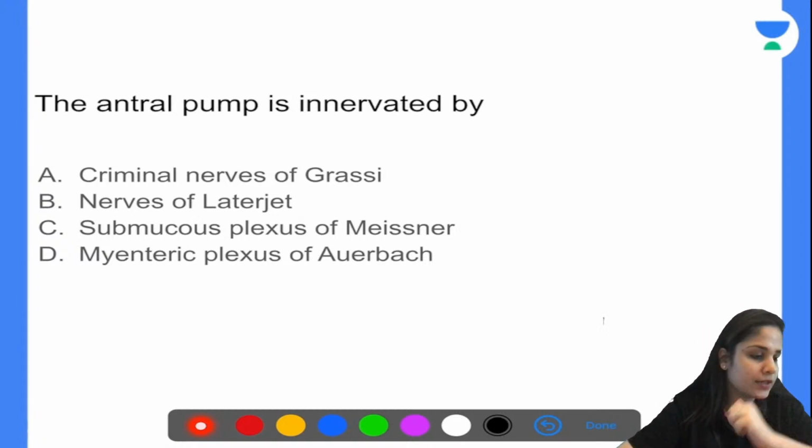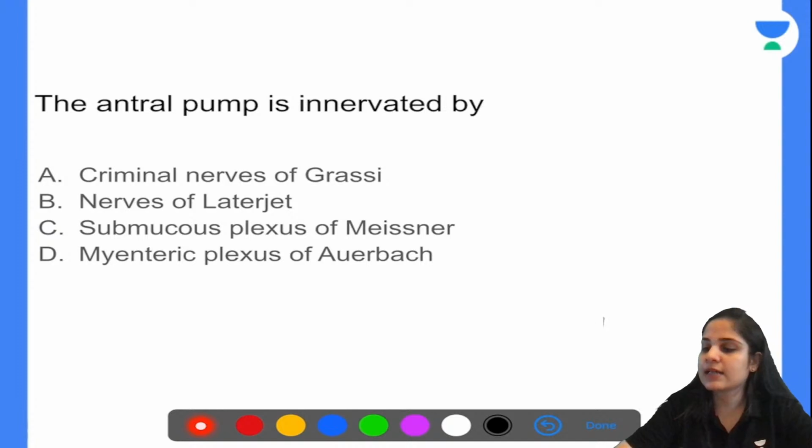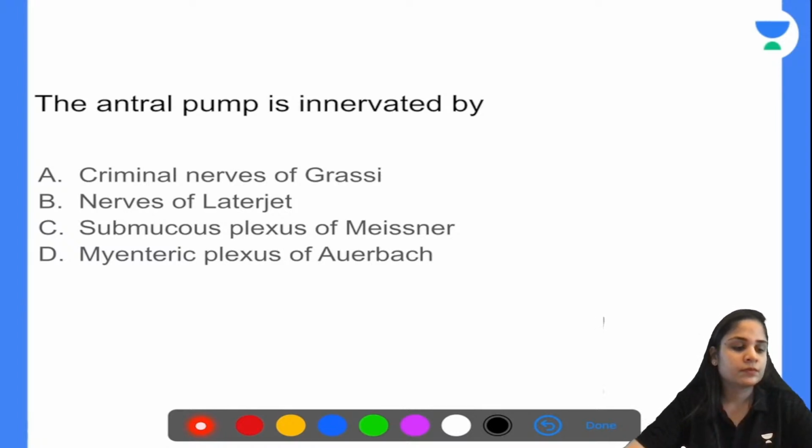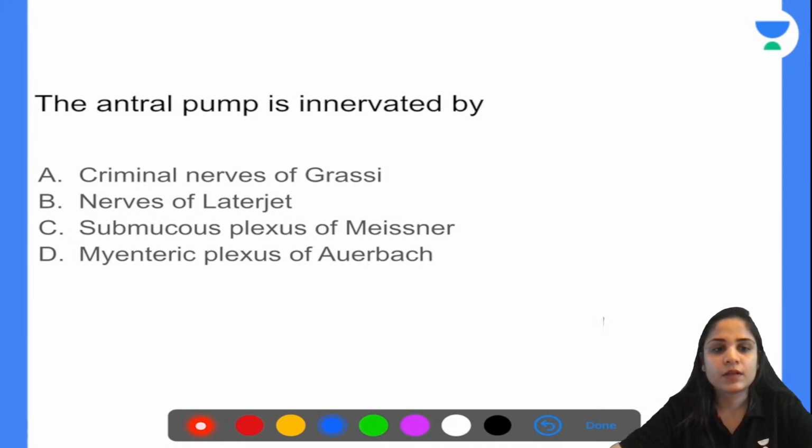Okay, so here Pez is saying that the answer is nerves of Latarjet. Staphylococcus is saying C, submucous plexus of Meissner. Any other answers, guys? Okay. Chalo, batao. Rajesh, Faisal, anyone? Submucous plexus of Meissner.